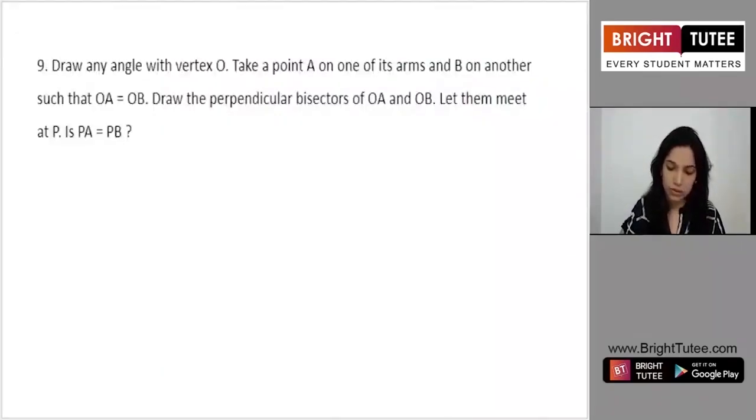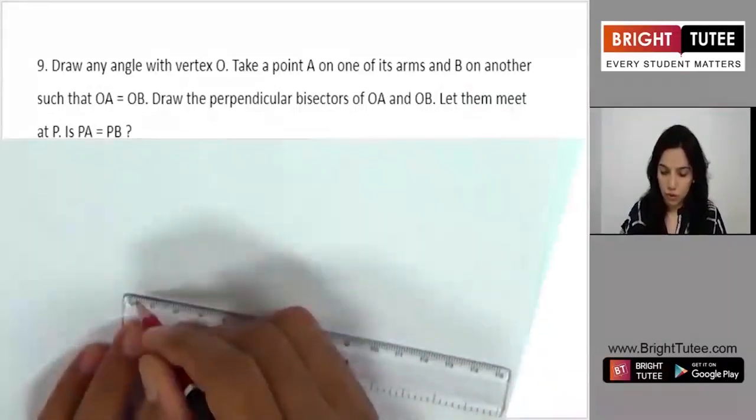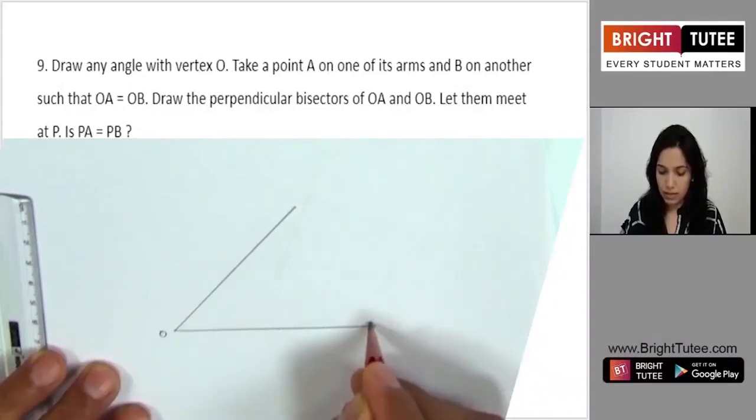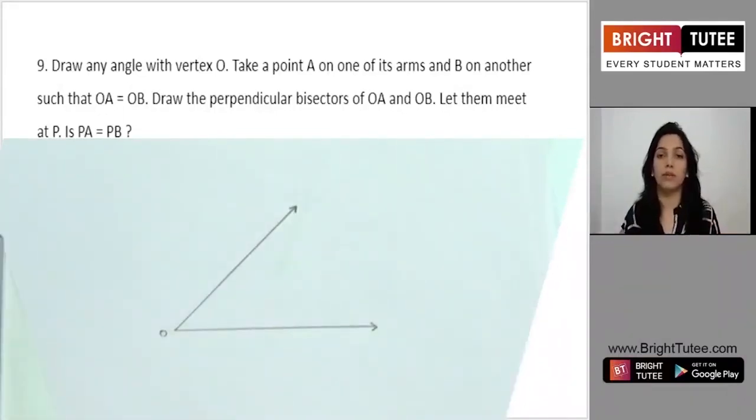Moving to the next question. This is the last question from this particular lesson. It says, draw any angle with the vertex O. So first of all, you draw any angle here and name it as O. Any angle you can draw.